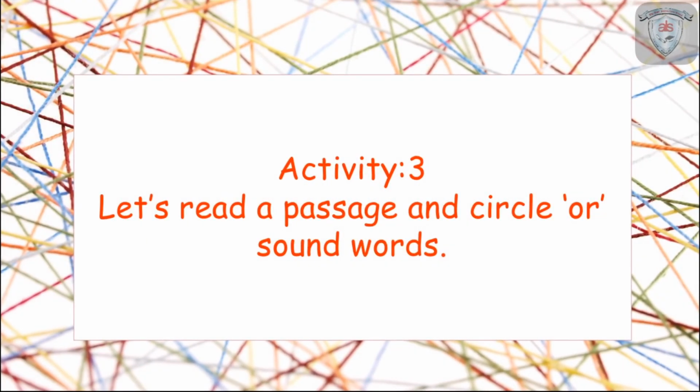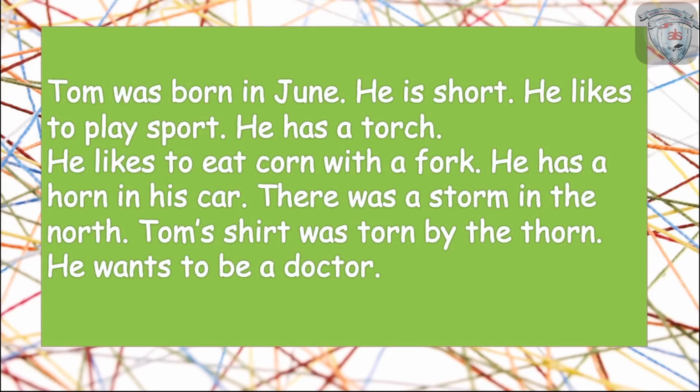Now, let's do activity 3. Let's read a passage and circle or sound words. Tom was born in June. He is short. He likes to play sport. He has a torch. He likes to eat corn with a fork. He has a horn in his car. There was a storm in the north. Tom's shirt was torn by the thorn. He wants to be a doctor.